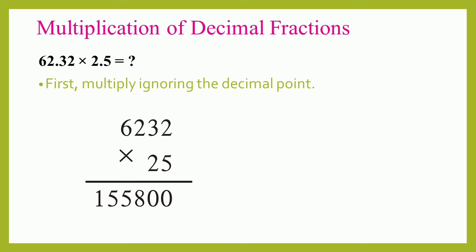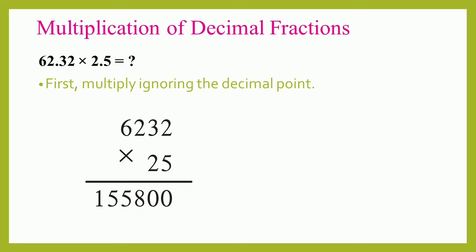The first number is 62.32. After ignoring the decimal point, the number will be 6232, into the second number, 2.5. After ignoring the decimal point, the number will be 25. So we will multiply both numbers.